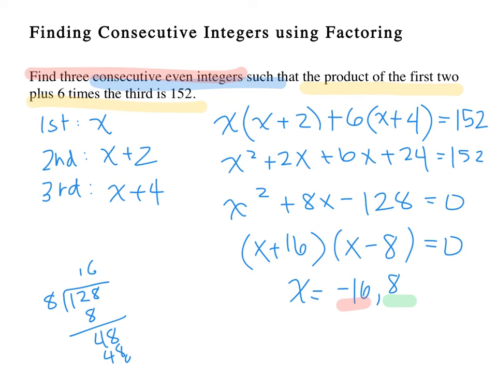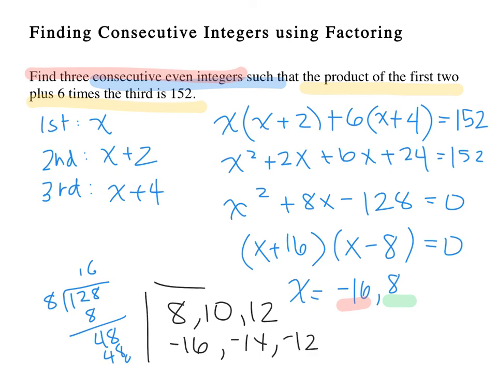If 8 is my first integer, then the next two following that would be: 8, the even integer after that is 10, and after that is 12. For negative 16, the next one up from that is negative 14, because I'm starting from a negative, so it's going to go higher. It'll be negative 16, negative 14, and then negative 12. Those will serve as our two sets of integers.